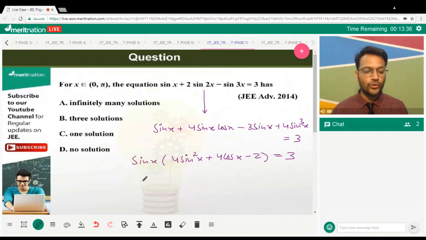Now you can convert it into cos because that's what we have over here. Converted into cos, it will be 4 minus 4 cos square x plus 4 cos x minus 2.